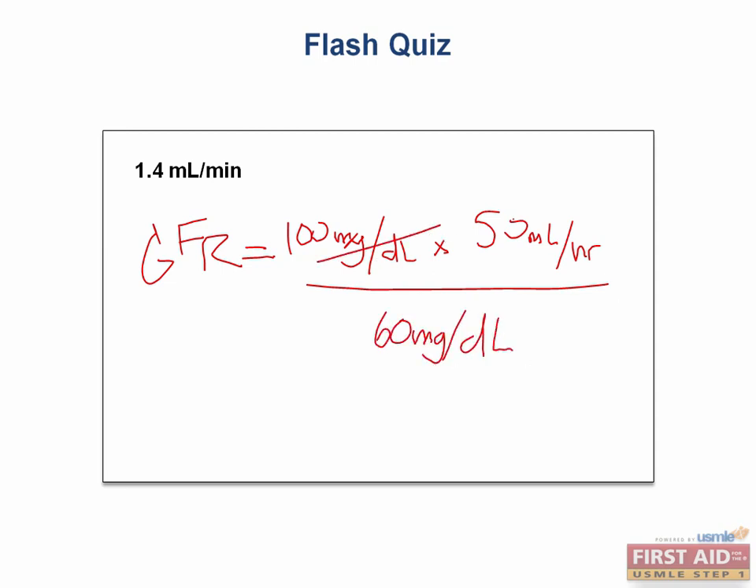Now these two will cancel out, and we will get 83.3 milliliters per hour. Now because the question asked for milliliters per minute, we're going to divide this by 60, and this gives us 1.4 milliliters per minute.